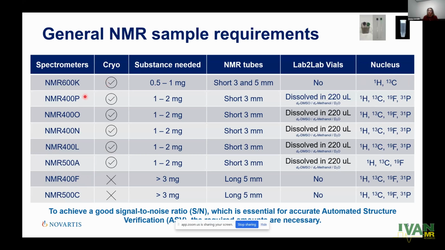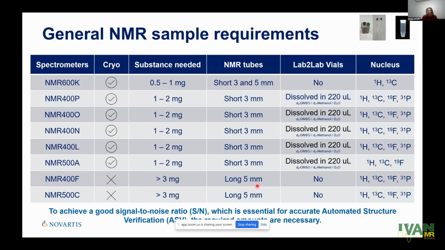We have 5 systems in lab-to-lab, these 5 here. And on all of these you can use only short 3 millimeter tubes. On the 600, this is a SampleJet. They can use 3 and 5 millimeters. And on the non-cryo, this is a standard 5 millimeter long NMR tube.